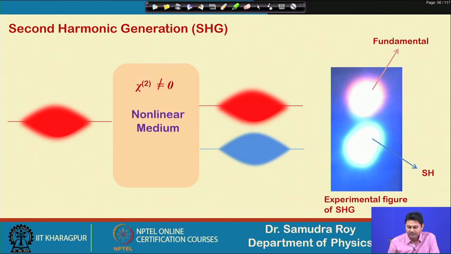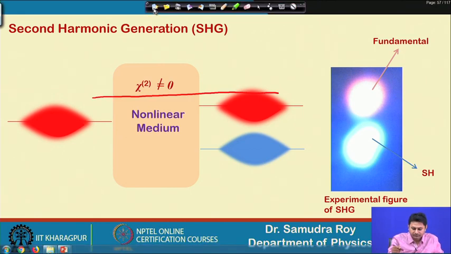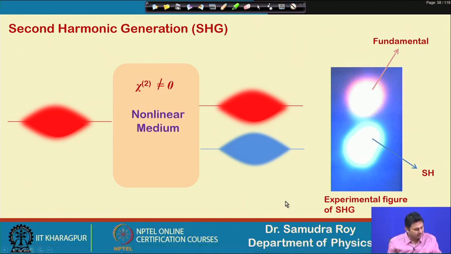In this experimental figure you can appreciate that we have a reddish spot, which is the fundamental wave, or the wave which is launched into the system, and we are getting something which is bluish in nature. So, this is the fundamental wave, and the other is the second harmonic. That means the frequency is twice whatever we have. So, now this is the second harmonic generation process.